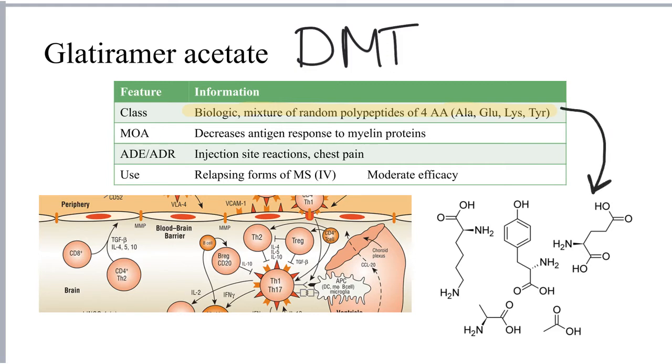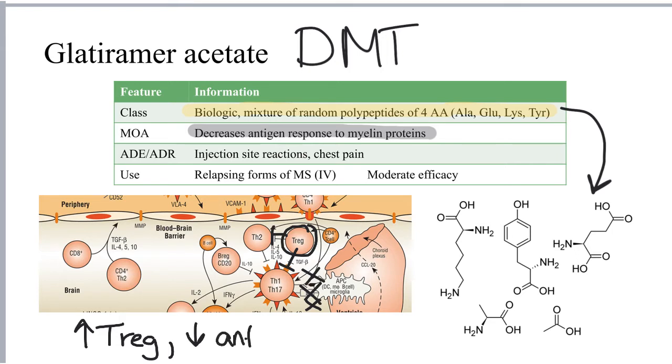The mechanism of action in MS is not exactly known, but it is thought to act by decreasing antigen response to myelin proteins. So the mixture of random polypeptides comprised of these 4 amino acids actually activates regulatory T cells or suppressor T cells that are able to dampen the immune response to the myelin proteins we mentioned earlier: proteolipid protein, myelin basic protein, and myelin oligodendrocyte glycoprotein. Suppressor T cells then reduce T cell activation and lead to a decrease in damage directed against those myelin proteins.